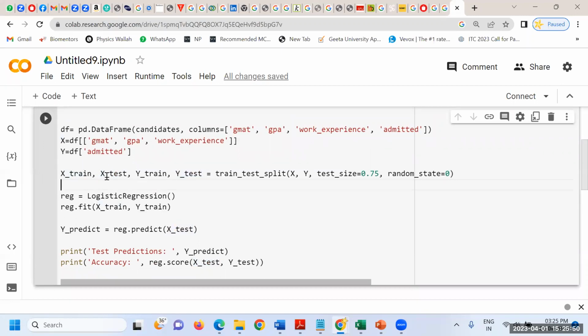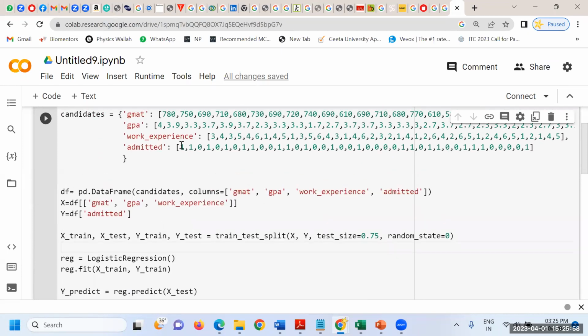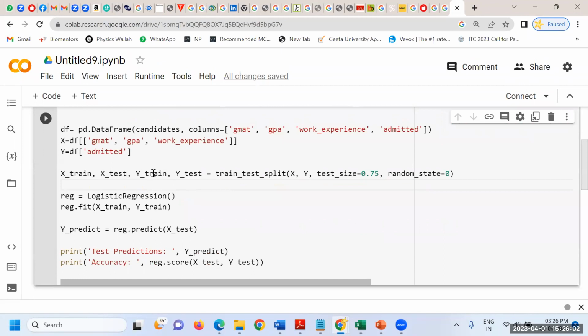For testing data, we can check by using printout what testing data the computer has taken. And in the same way, Y means whether admitted or not admitted. So this is Y. In the same way, for training purpose, X train, Y train, and X test and Y test. So these two values are going to be taken here, and all these values are going to be copied in this value.